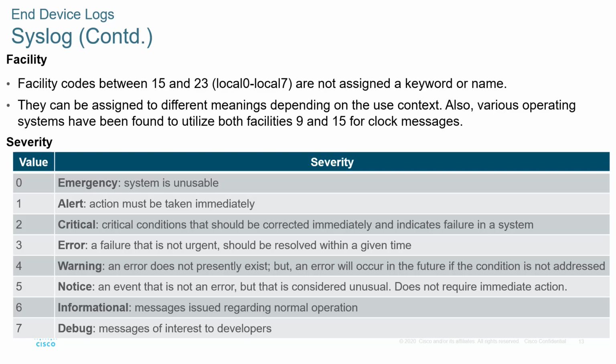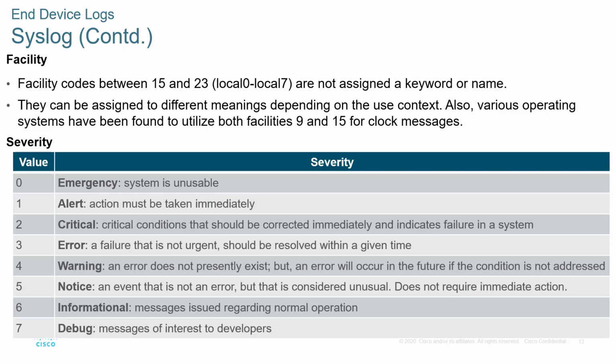The lower the severity, the more crucial it is for you to look at. And there are facility codes as well. So facility codes between 15 and 23 kind of correlate to a local 0 through 7. These are assigned to different meanings depending on the use context, but again, normally we're going with these 8 levels, 0 through 7, with the lower numbers being the most critical.